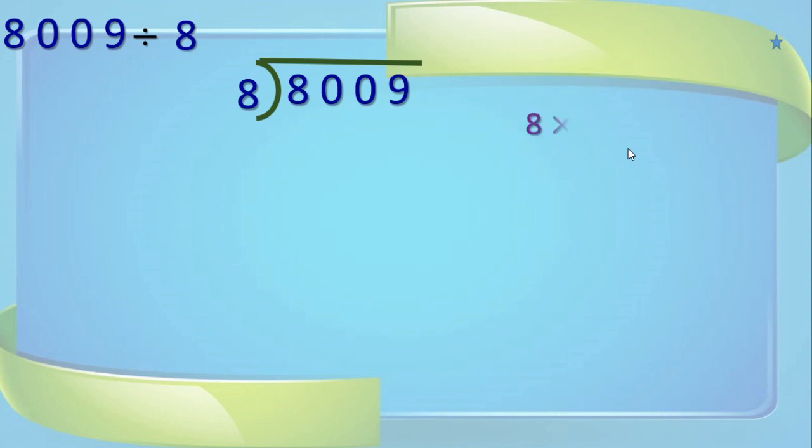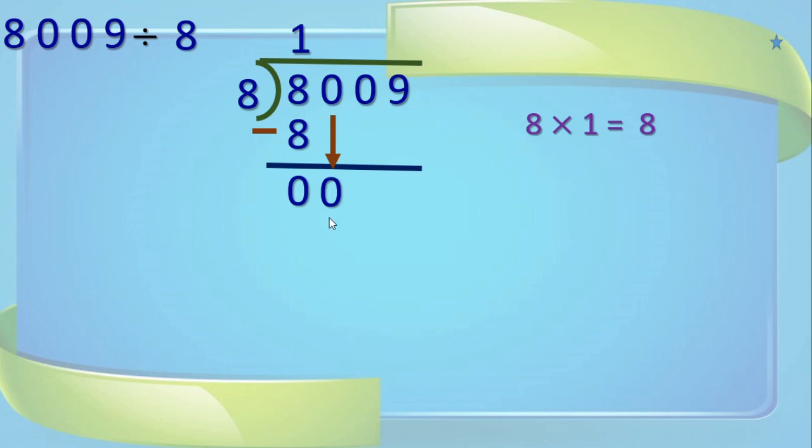Correct? Because here 8 is there. 8 ones are 8. Right? 8 minus 8 is equal to 0. Now what we will do, we will take this 0 in the hundreds place down. 0. Correct. Okay, then what we will do? Yes, dear children. Can I leave this 0 like that only? No. Very good. 8 zeros are 0. Right? Correct. Here 1 0 came. Now 0 minus 0 is equal to 0.